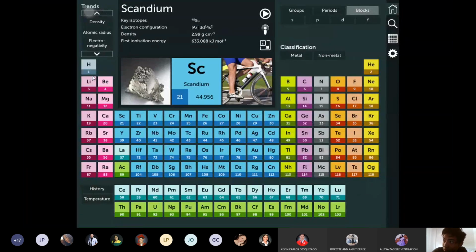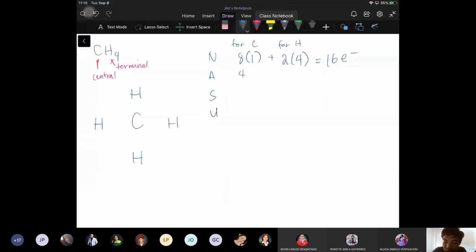Bilangin natin. Group 1, Group 2, Group 3, Group 4 si carbon. So, since group 4 siya, that should give you an idea that there are 4 valence electrons for carbon. So, that means 4 times 1. Bakit 1? Isa lang kasi yung carbon. Bakit 4? Kasi group 4 siya.